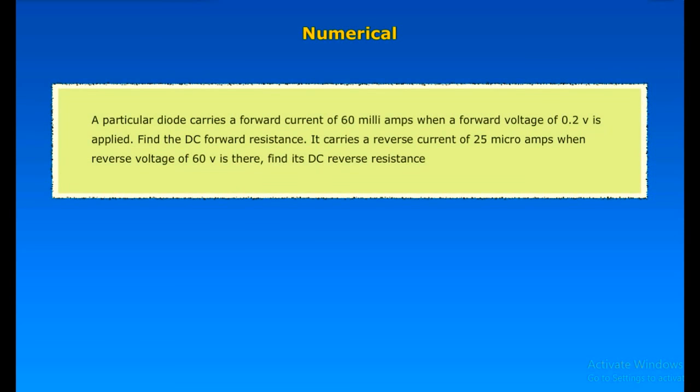Numerical. A particular diode carries a forward current of 60 milliamperes when a forward voltage of 0.2 volts is applied. Find the DC forward resistance. It carries a reverse current of 25 microamps when reverse voltage of 60 volts is there. Find its DC reverse resistance.